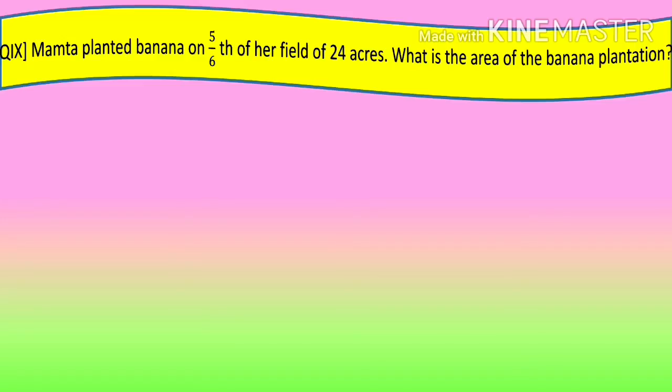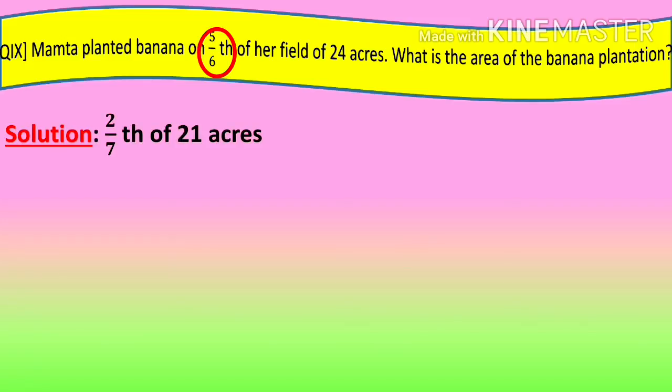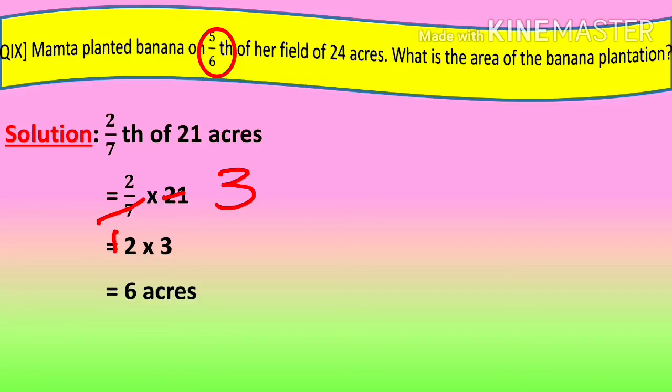Now let's go to question number 9. Mamta planted banana on 5/7 of her field of 21 acres. What is the area of the banana plantation? So here Mamta has planted how much part? 2/7th part of 21 acres. So 2/7 into 21, what we get? 7 times 1 is 7, 7 times 3 is 21. Means 2 multiplied by 3. Here we get 2 times 3 is 6 acres.